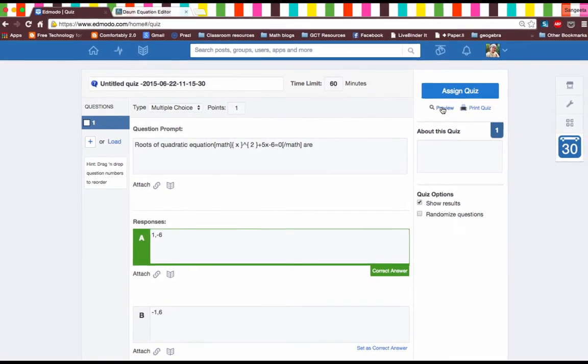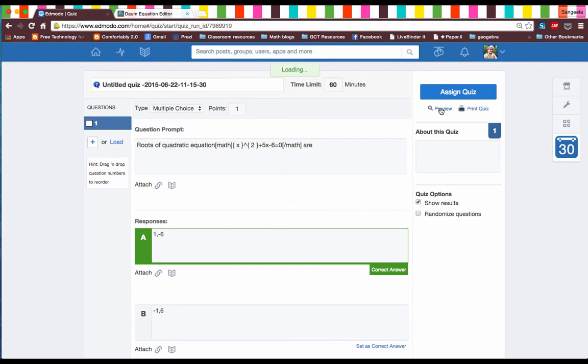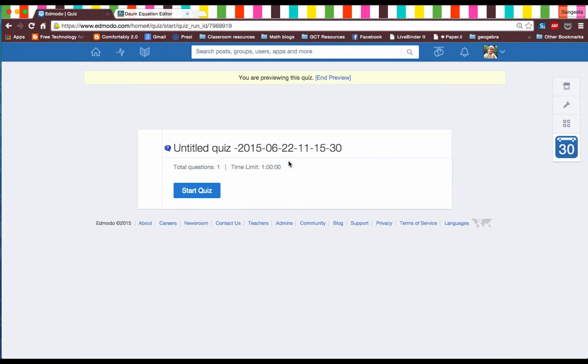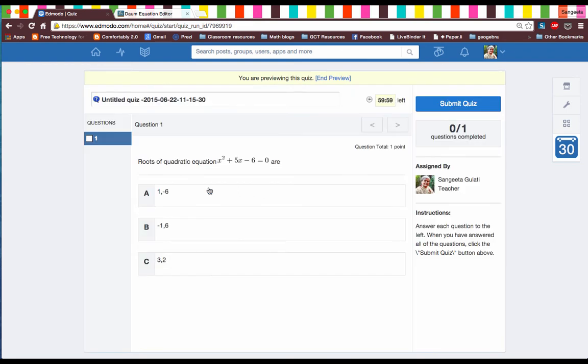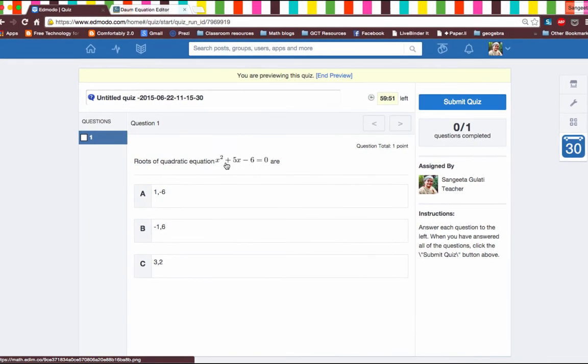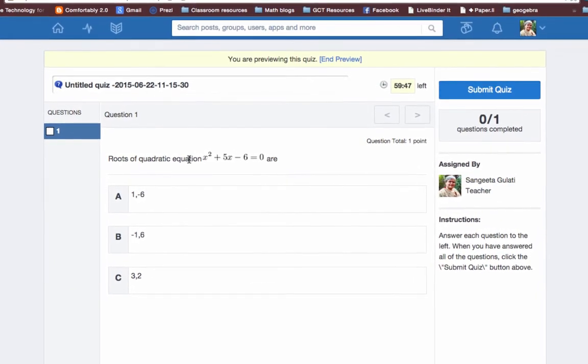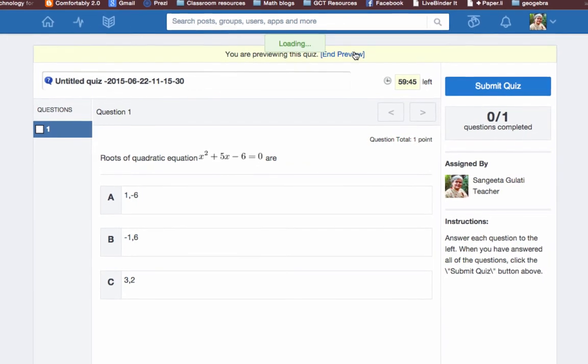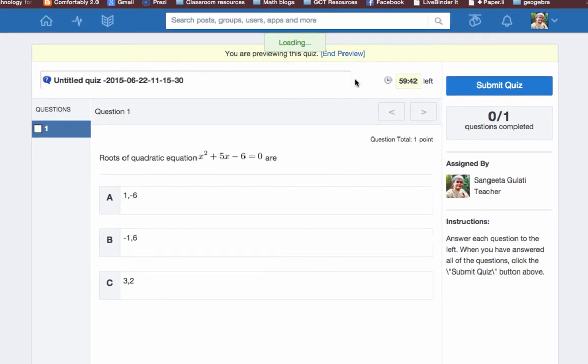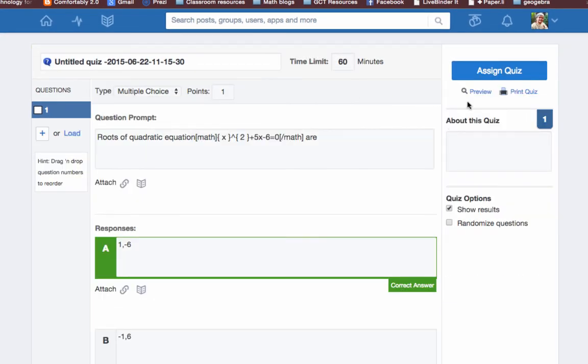Before we add in another question, one can preview and see how this equation is looking. So right now, we had only one question, and the question is roots of quadratic equation are, and now the quadratic equation comes out exactly the way you would see it as a typed equation. Let me show you one more possible way in which I love to use the quiz feature.